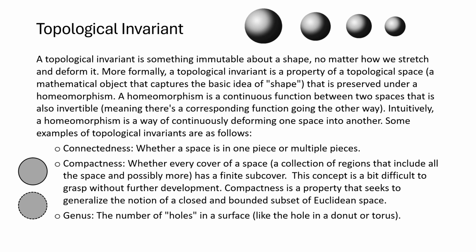A topological invariant is something immutable about a shape, no matter how we stretch or deform it. More formally, a topological invariant is a property of a topological space, a mathematical object that captures the basic idea of shape, that is preserved under a homeomorphism, which is basically a continuous mapping.